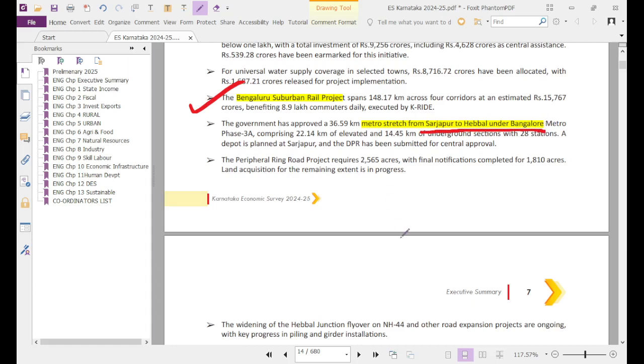And even on the Dodballapur side, there are talks of having KIADB, the Karnataka Industrial Areas Development Board, as we call it. So there are plans to establish special economic zones on the Dodballapur side.